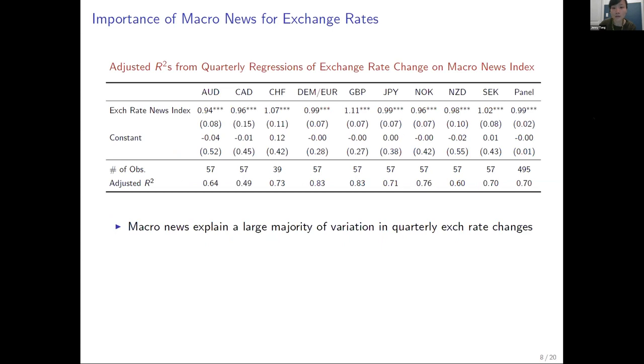Then in our quarterly regression, which is the second step that I showed earlier, we see that these macro news indices can explain up to 83% of bilateral exchange rate variation in the quarterly changes, and in a panel it explains 70%. And this is despite only explaining about 11% on an unadjusted R-squared basis at the daily frequency. So we see that macro news can indeed explain a large majority of variation in quarterly exchange rate changes.